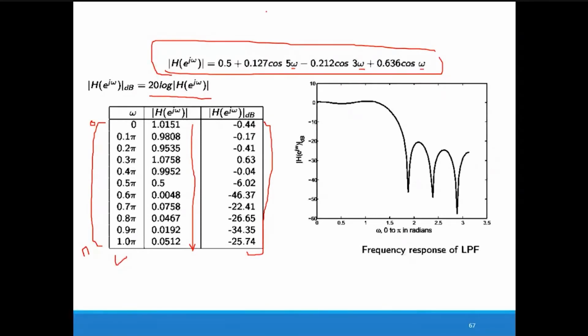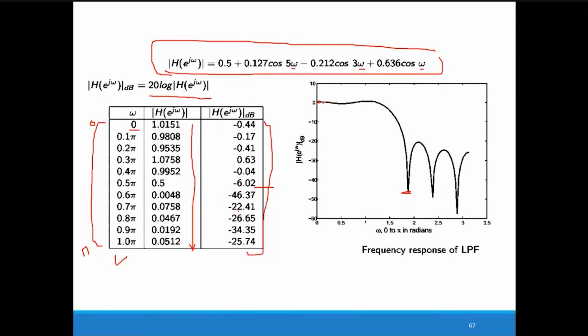So the first value is minus 0.404, that is, at omega 0 you are having the value minus 0.444. Then minus 0.17 at the location 0.1, very near to this. Then your value is again in the same range, minus 0.41, 0.63. Here you are getting the larger dip after 0.6 pi. At 0.6 pi, your value is decreasing drastically to minus 46.37.